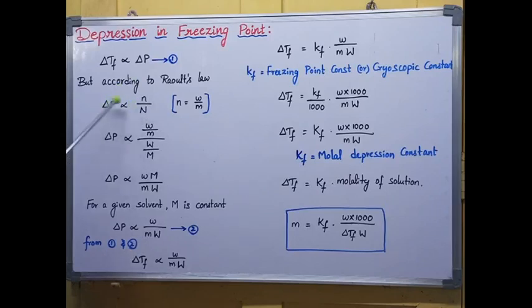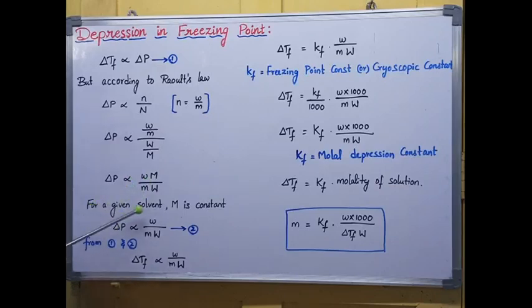So we already know delta P is directly proportional to small n by capital N. Small n is the number of moles, which is weight by molar mass, so I'm substituting that formula in this. Small n means small w by small m, and capital N means capital W by capital M. From this I'm getting the next equation: delta P is directly proportional to small w into capital M by small m into capital W.